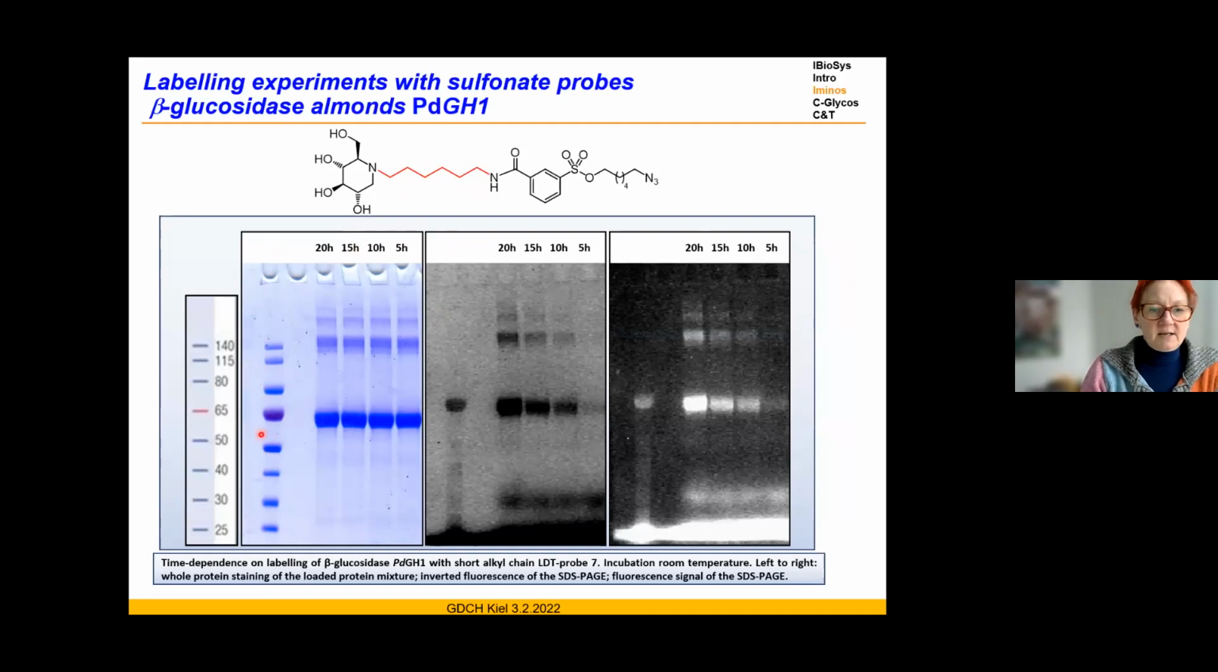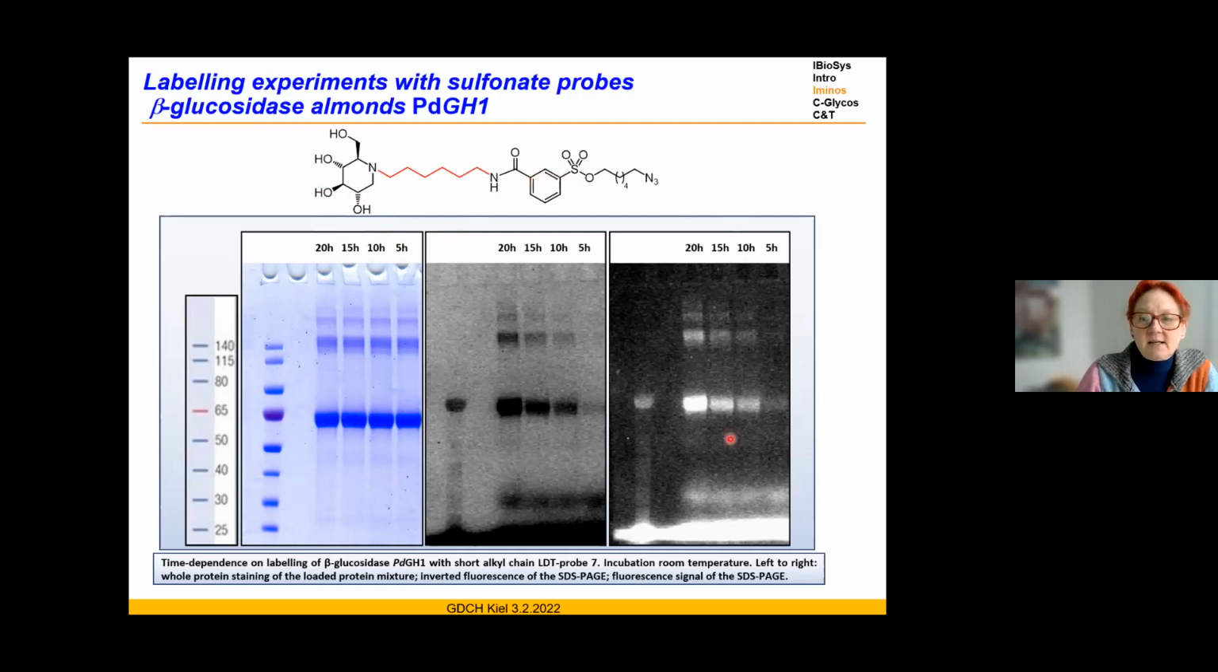Here we have the ladder in order to see whether we have the enzyme in its active form with the right mass. And then we incubated the enzyme 5 hours, 10 hours, 15 hours, and 20 hours with our probe. Did the click kit addition of the fluorophore, and then went to the SDS page.